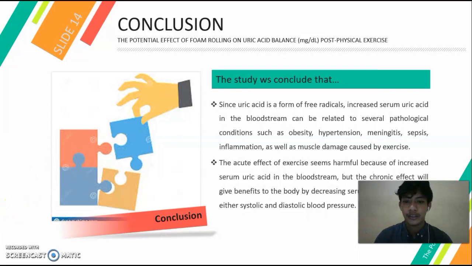The acute effect of exercise seems harmful because of increased serum uric acid in the bloodstream, but the chronic effect will give benefit to the body by decreasing serum uric acid and lowering both systolic and diastolic blood pressure.